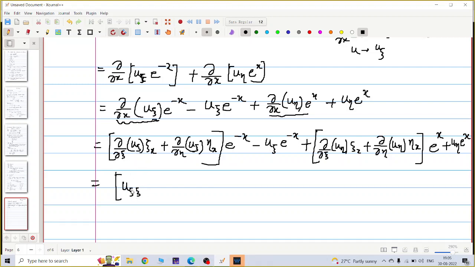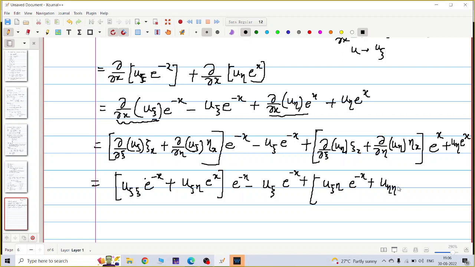So I am writing this. Now del xi of u xi means u xi xi, del squared u by del xi squared, right? The xi x is e power minus x that I already wrote previously. And this is u xi eta into eta x, which is e power x into e power minus x, minus u xi into e power minus x, plus what is del xi of u eta? U xi eta into xi x, which is e power minus x, plus u eta eta into e power x, into the whole thing, into e power x, plus u eta e power x.